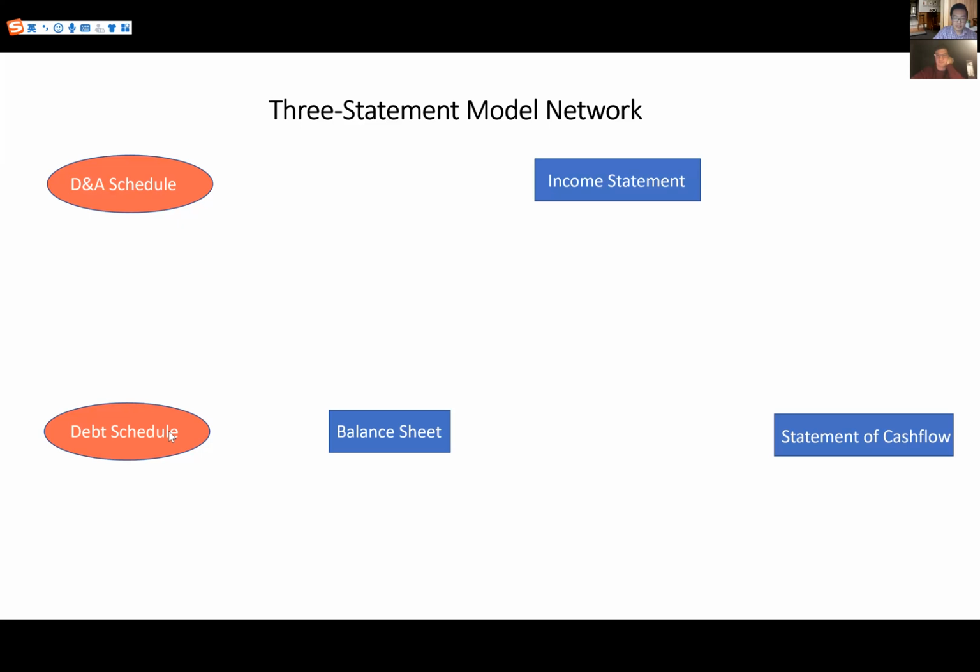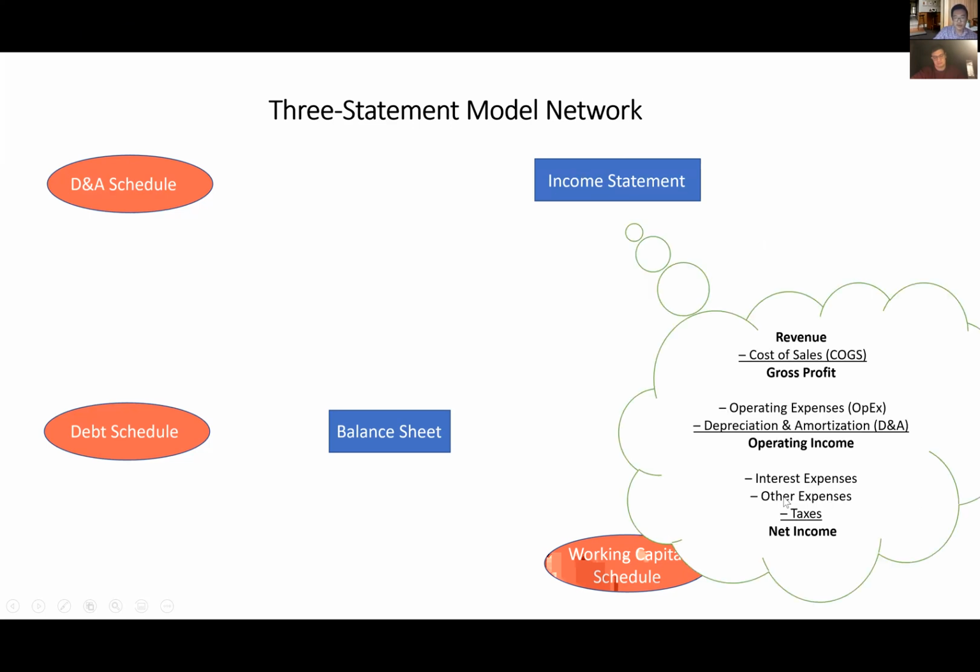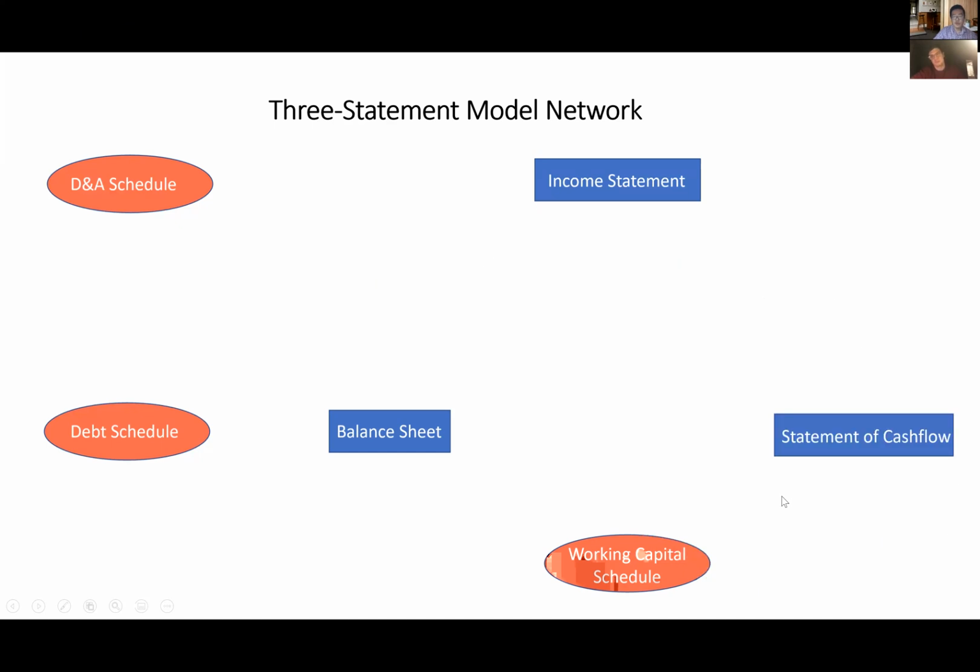So that's about the debt schedule, right? As we said, debt is a huge part of the balance sheet. Most companies have debt, and the more mature companies definitely do. The third schedule that will help us create this three statement model network is a working capital schedule. Working capital is the company's non-cash component of their current assets and their current liabilities.